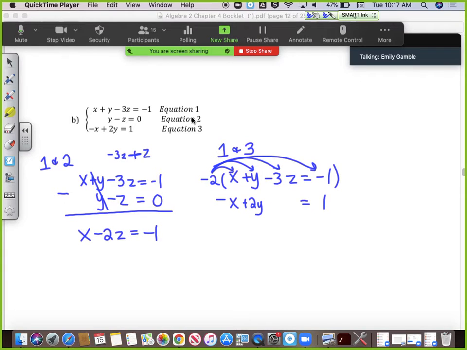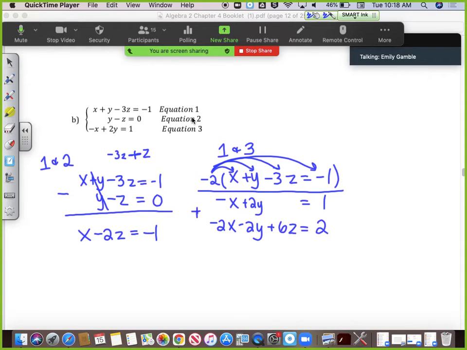So I'm going to take all of these terms and multiply them all by negative 2 and rewrite them underneath of this equation. Negative 2 times x is negative 2x. Negative 2 times y is negative 2y. Negative 2 times negative 3z is a positive 6z. Negative 2 times negative 1 is a positive 2. So I have equation 1, which is the top one. I just multiplied it by negative 2. Now it's the second one, the bottom one here that I have. And equation 3 is this one right here.